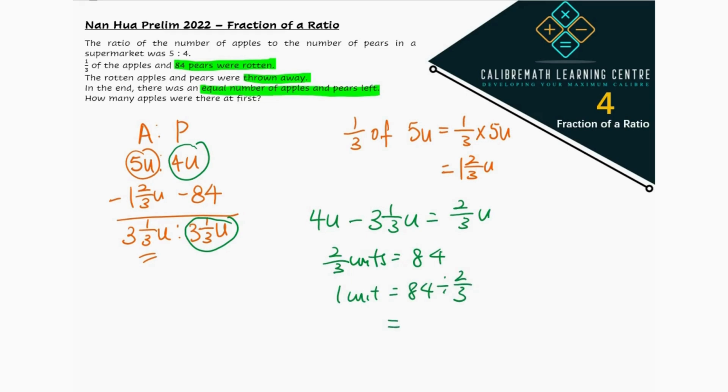And that gives you an answer of 126. And now we can solve the question, how many apples were there at first? The apples at first refers to the 5 units, and we can find 5 units easily by using 126 to multiply by 5. And that gives us an answer of 630. So the answer to this question is 630 apples at first.